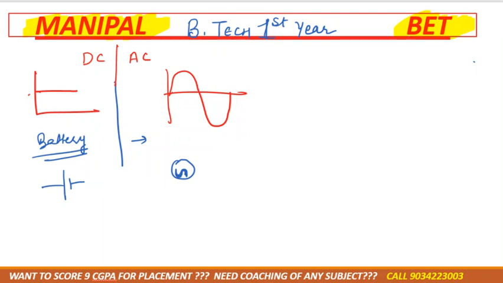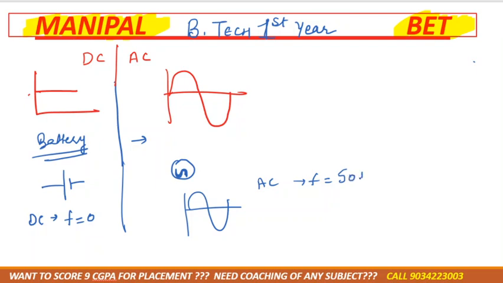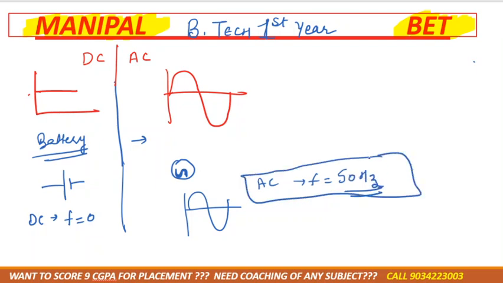Okay. So for that, what is the DC frequency? DC frequency is 0 because it is not changing its output. But AC frequency is fixed. In India we use 50 hertz and mainly outside India we use 60 hertz. Okay. So now here it comes under the effect of frequency only.